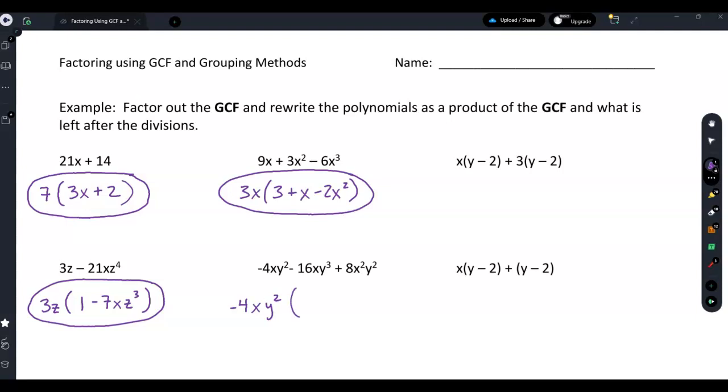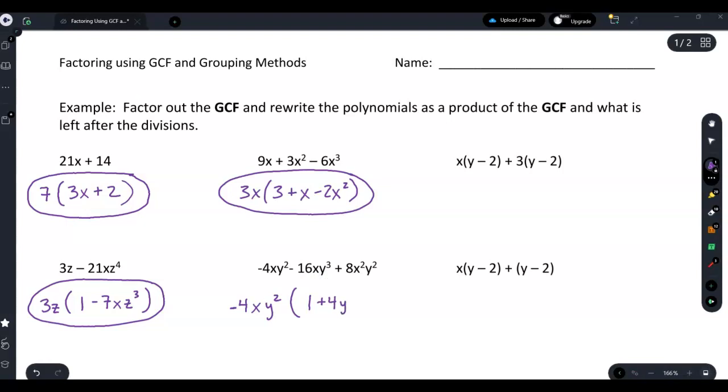So take the first term and divide it by the GCF. Negative 4xy squared divided by negative 4xy squared is just 1, because anything divided by itself is 1. Then negative 16xy cubed, I'm dividing that by the negative 4xy squared. So negative 16 divided by negative 4 would be positive 4. The x divided by x basically cancels or becomes 1. And then y cubed divided by y squared would just be y.